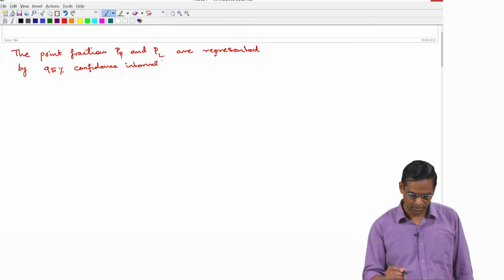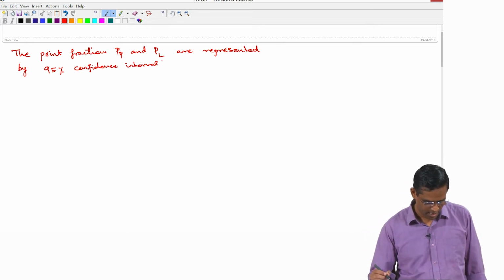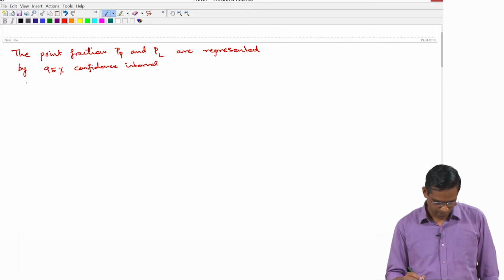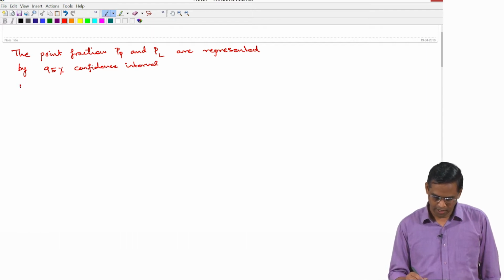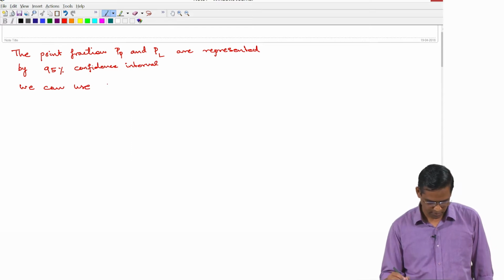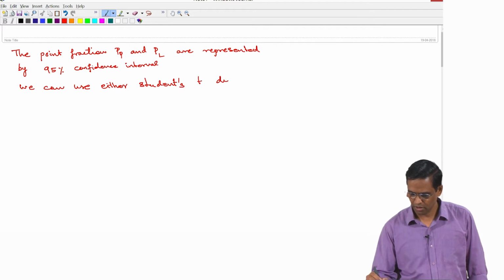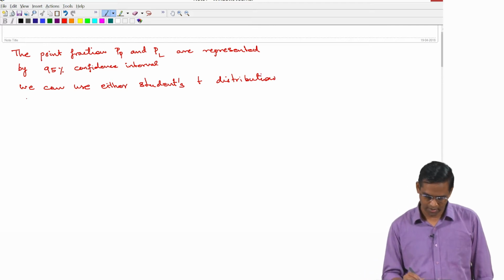So, if you look at this 95% confidence interval, there are two possibilities. We can use either the student's T distribution or a normal distribution.